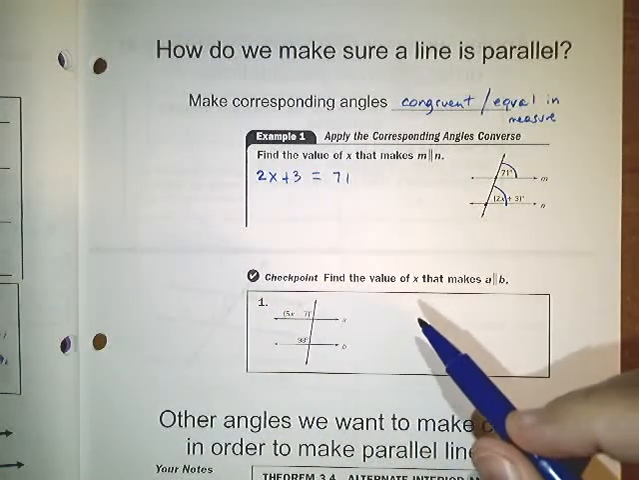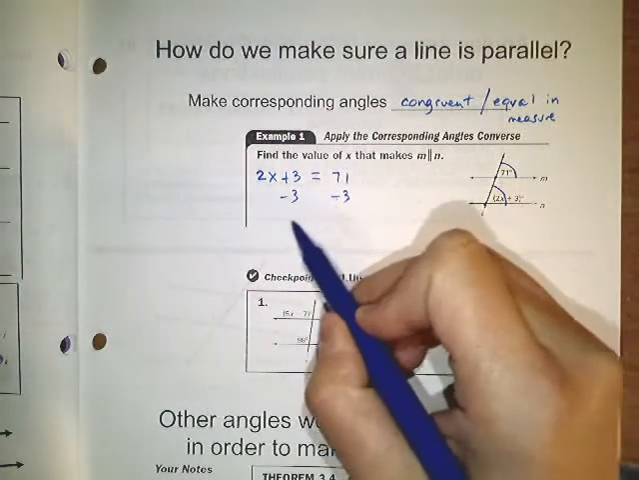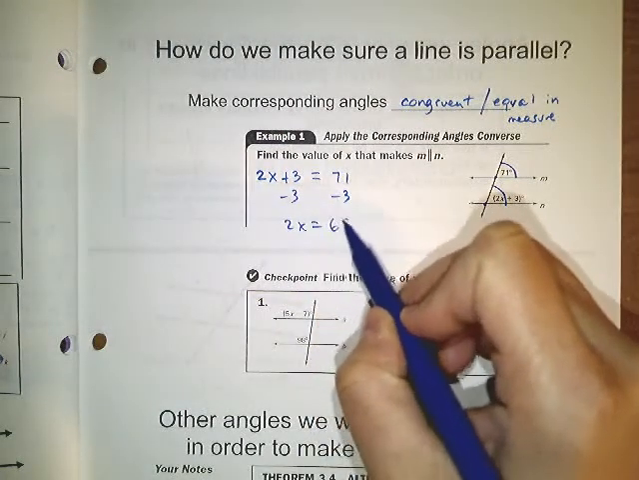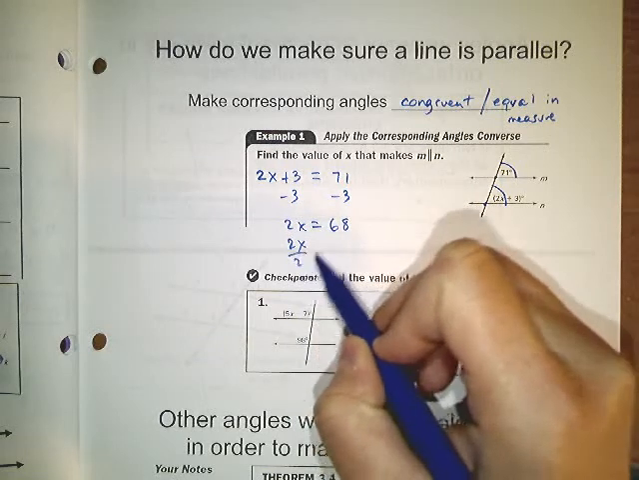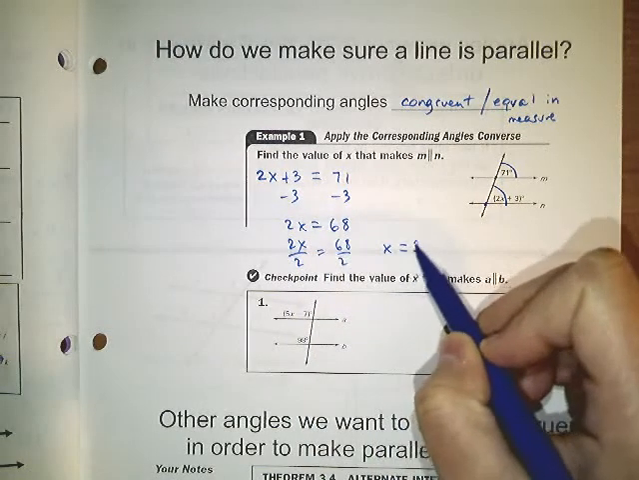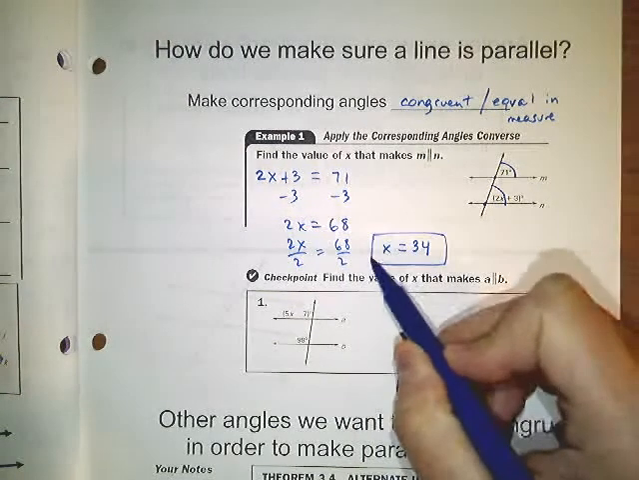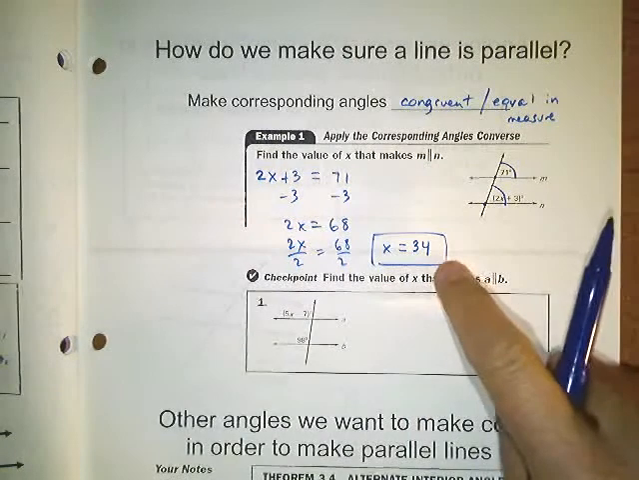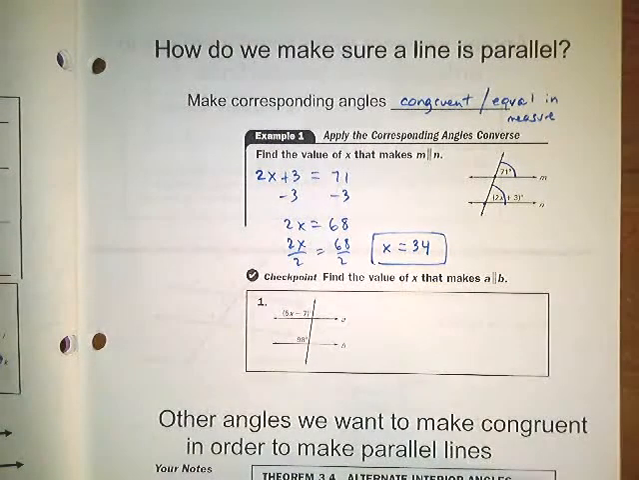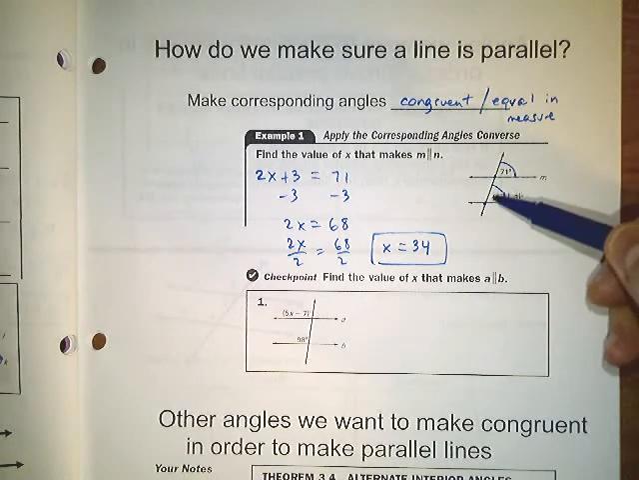So I will go ahead and solve this. I'm going to subtract 3 on both sides, then divide both sides by 2. So x equals 34. Now, when you take your quiz, the C-level questions are going to look very much like this. Now, sometimes you're going to have to think about corresponding angles.